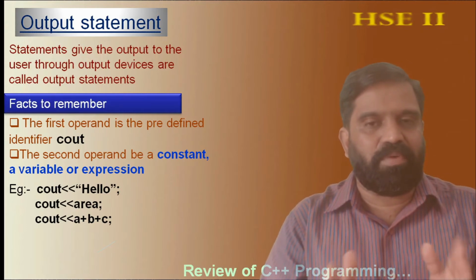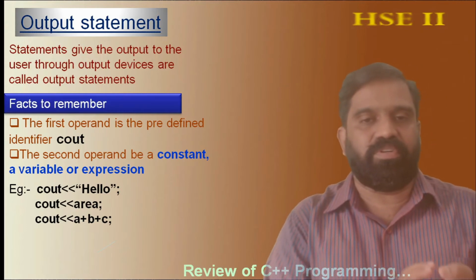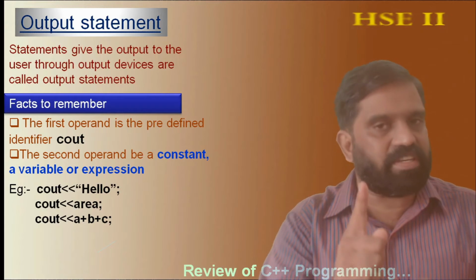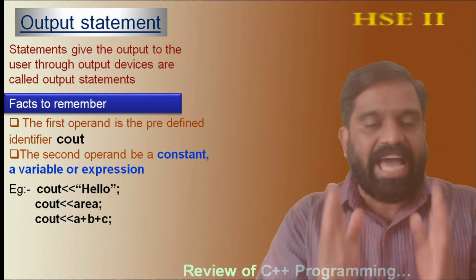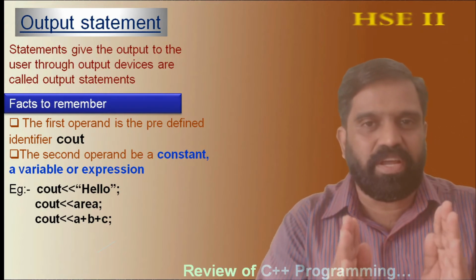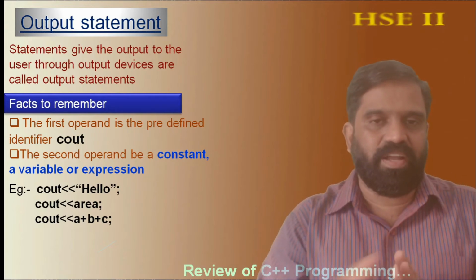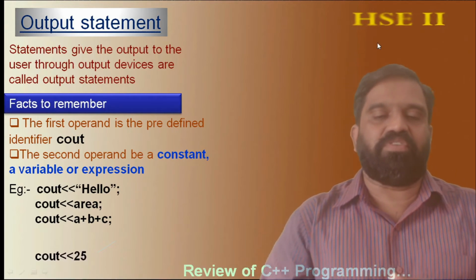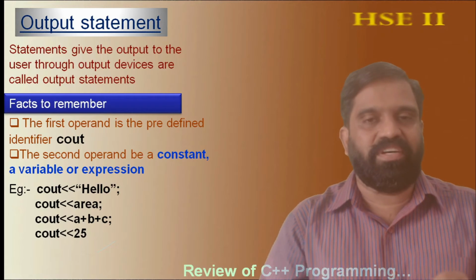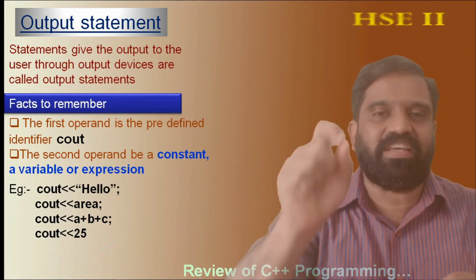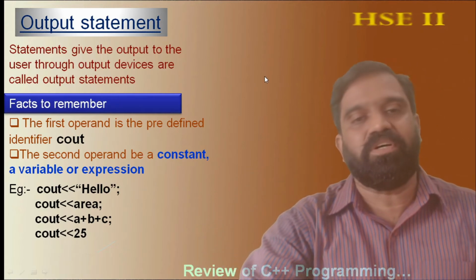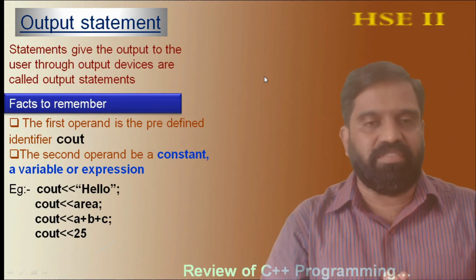A plus B plus C returns a value. Remember, expressions can return value. That value will be displayed through the monitor. For example, if you print C out as 25, the number 25 itself will be displayed through the monitor. So these are the different flavors.